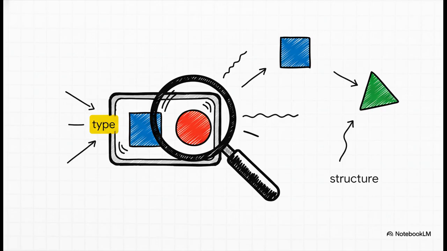It's not just checking for simple values anymore. Now it can inspect the very type and the structure of your data. This is a huge deal.